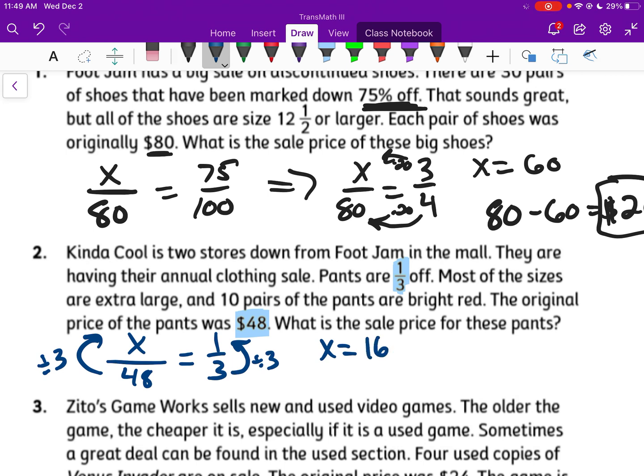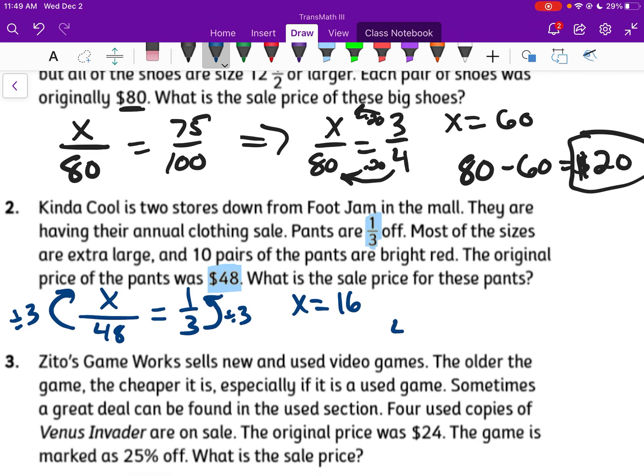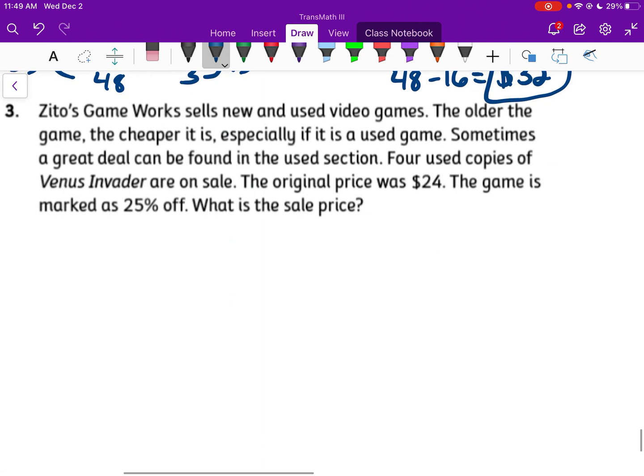48 divided by 3 is 16. So again, that's our discount. That is not our sale price. We have to take the original price minus the discount to give us the sale price, which in this case will be $32. So we will pay $32 for a pair of pants.